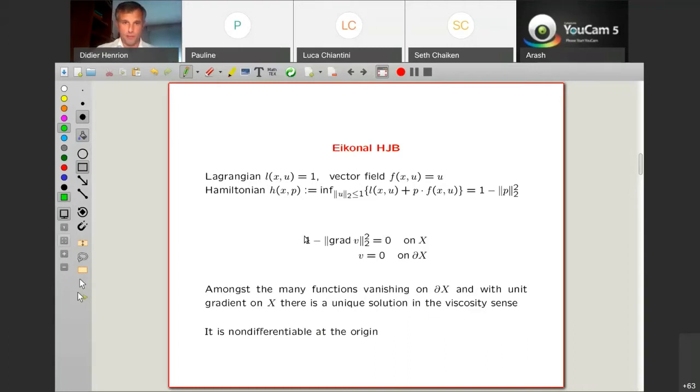So that's the HJB PDE, sorry. You obtain the Hamiltonian quite easily. And actually, the suitable notion of weak solution for this PDE is this notion of viscosity solution. You can prove that there is a unique solution in the viscosity sense, and that indeed it is the function of the previous slide, non-differentiable at 0.